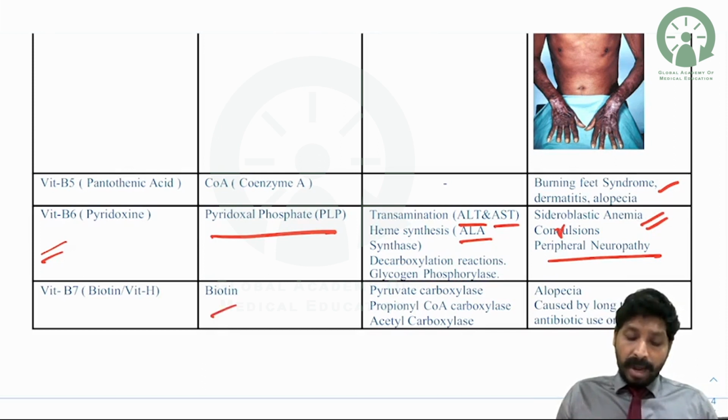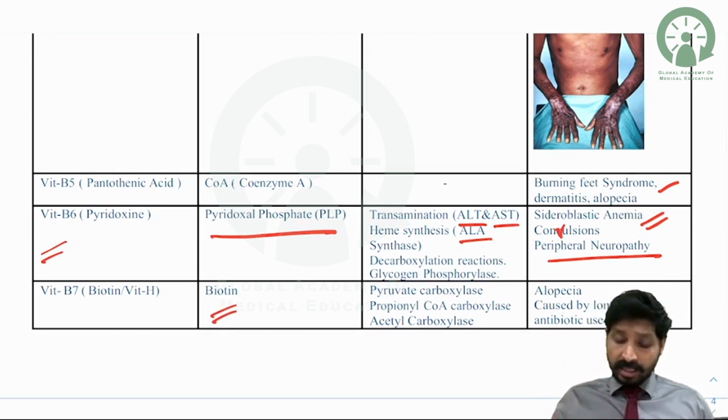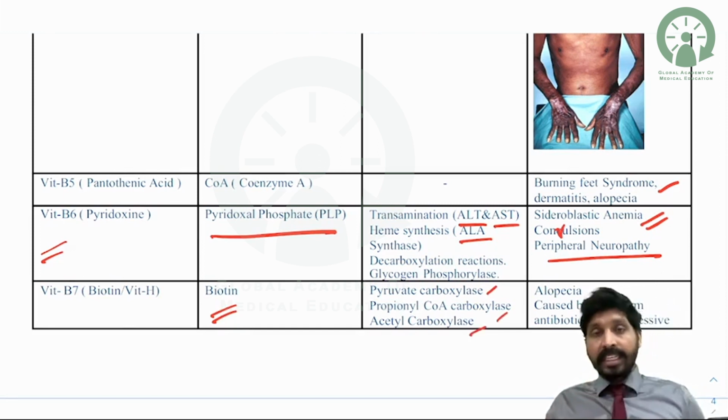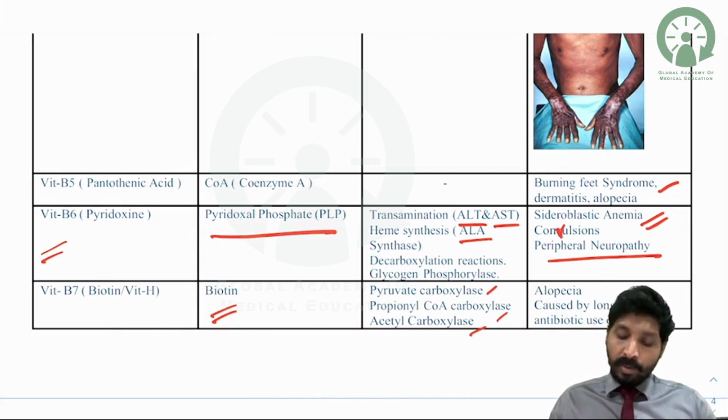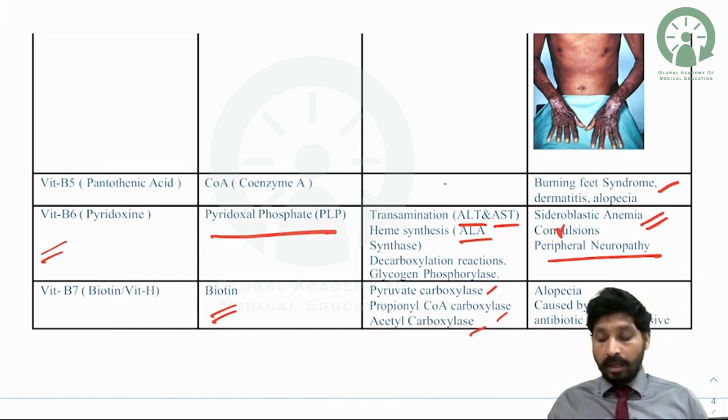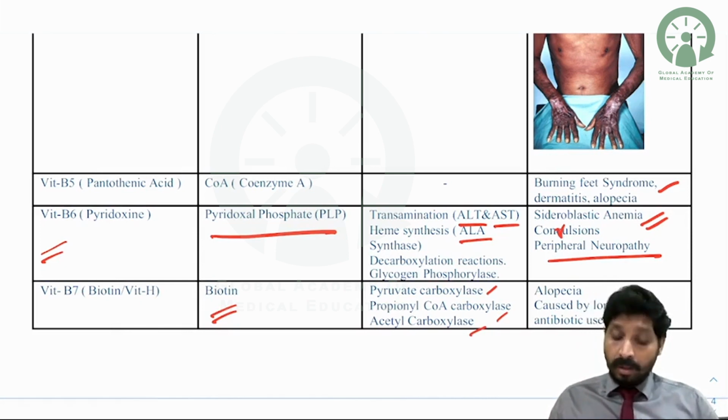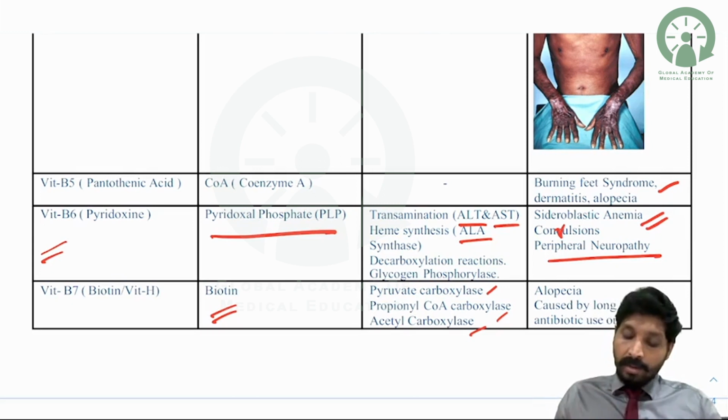B7, biotin. Biotin is mainly required for carboxylation reactions. The main enzymes are pyruvate carboxylase, propionyl CoA carboxylase, acetyl CoA carboxylase. Pyruvate carboxylase is an enzyme of gluconeogenesis. Propionyl CoA carboxylase is an enzyme of cholesterol. Acetyl CoA carboxylase is again a fatty acid synthesis enzyme. So characteristic features in case of deficiency: alopecia, caused by long-term antibiotic use or excessive.